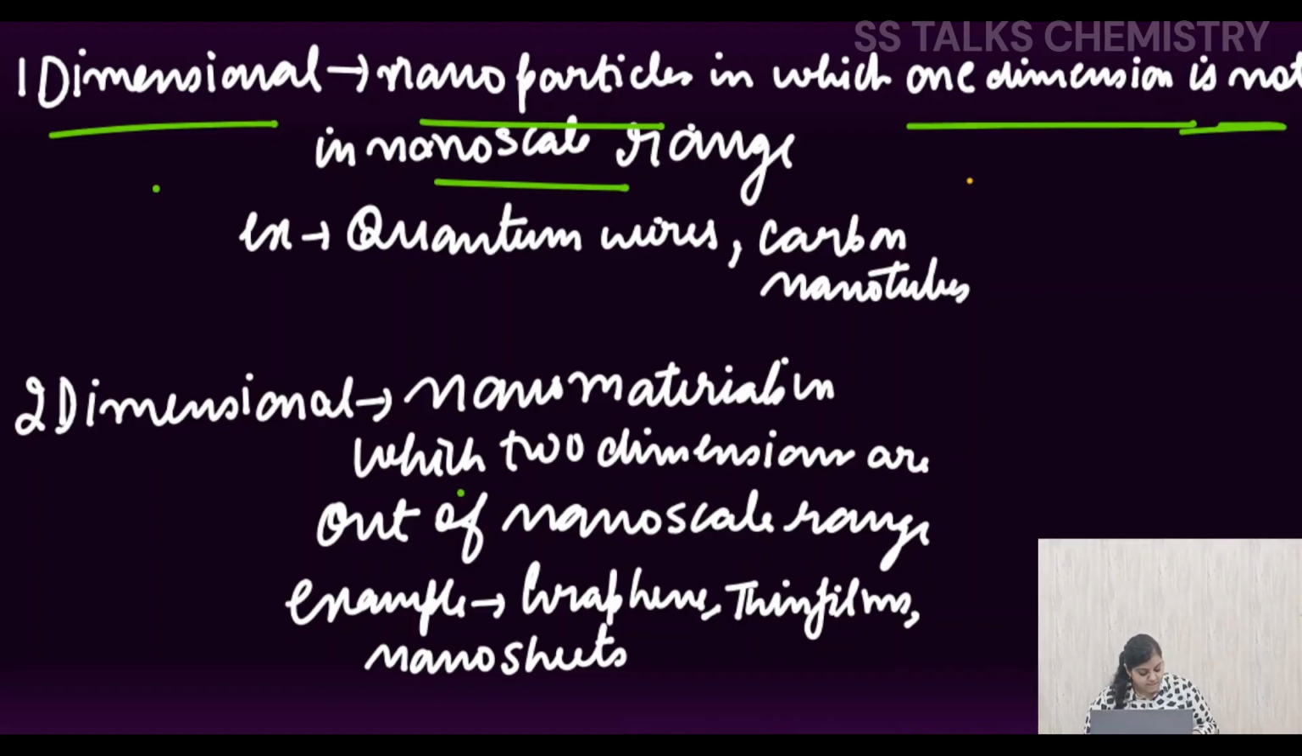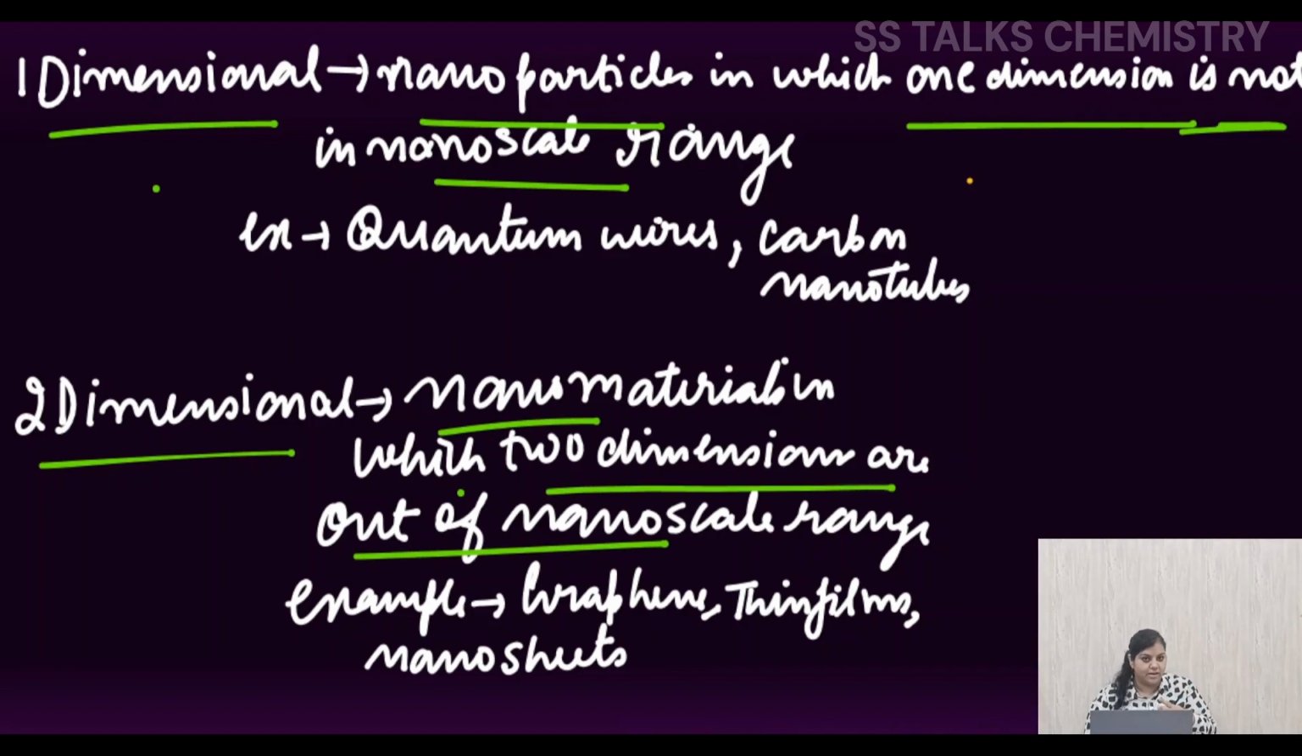Okay, now next is about the 2-dimensionals. As we move from 0 to 1, then 1 to 2. In the 1-dimensional, one of the axes was not lying in the nanoscale region. Now in 2 dimensions, two of the dimensions will not be lying in the nanoscale region. So here you have nanomaterials in which two dimensions are out of the nanoscale range, that means they are not lying in the nanoscale range. Only one dimension is lying in the nanoscale range. The examples are graphene, thin films and nanosheets. These fall in the category of two-dimensional nanoparticles.